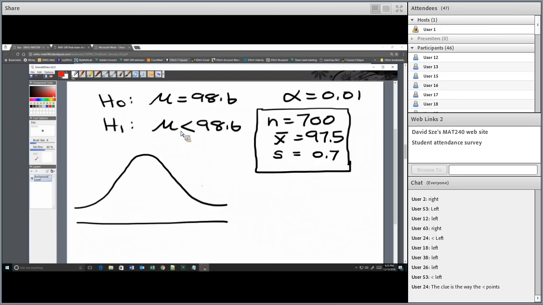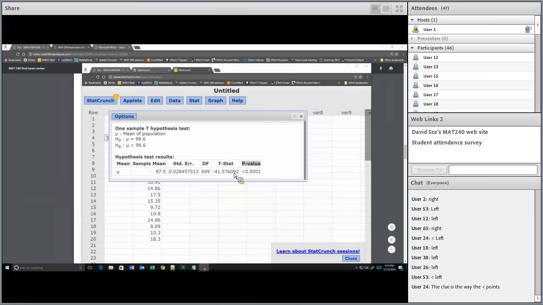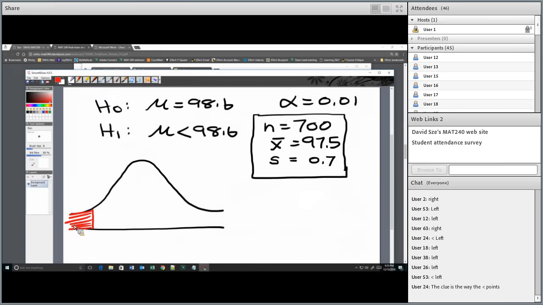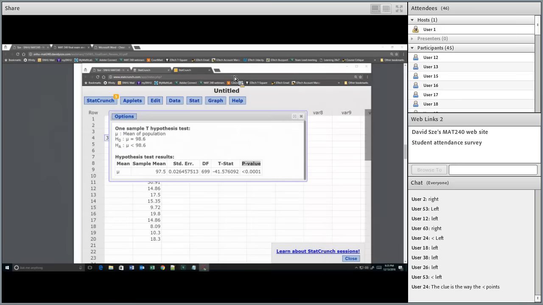Just like Jeff says, yep. It's pointing that the tail is on the left side. So it's kind of like this. You have a line here beyond which you have the rejection region. This is the acceptance region. This is the rejection region. So clearly, here's my t-statistic, negative 41.576. And because you rejected the null hypothesis, this is going to be way down here somewhere in the rejection region.